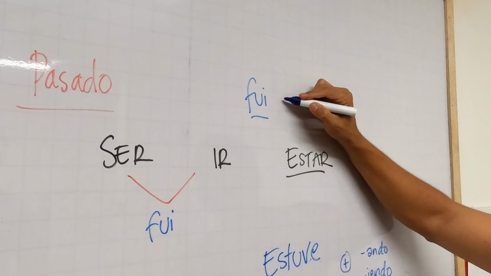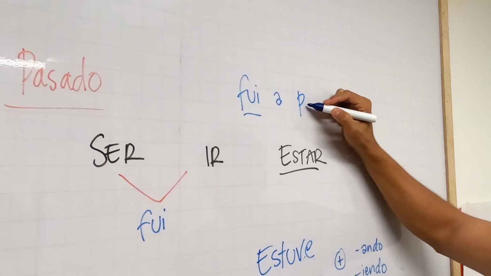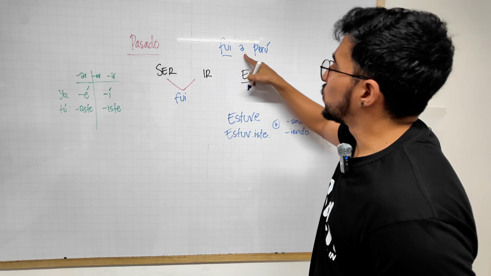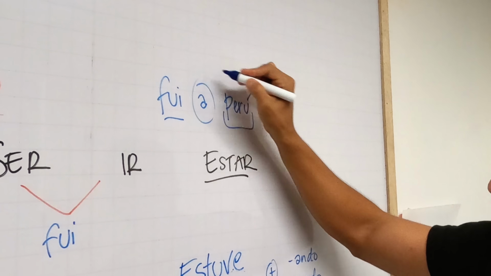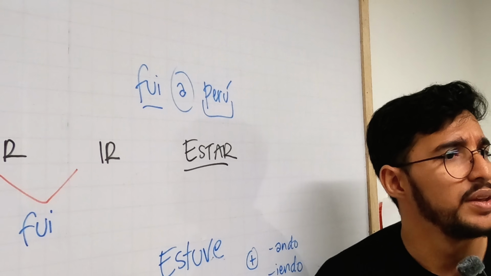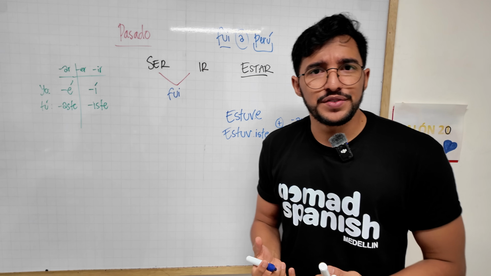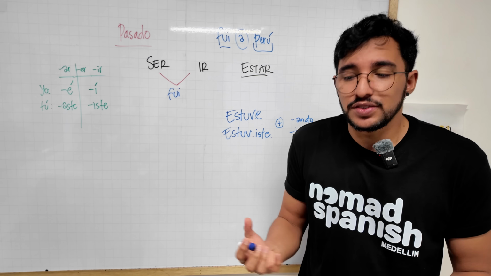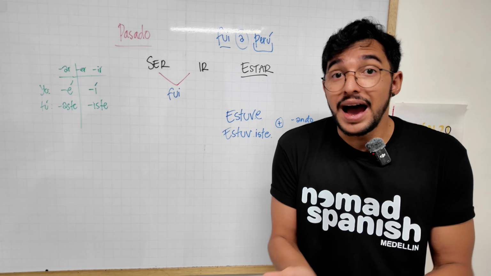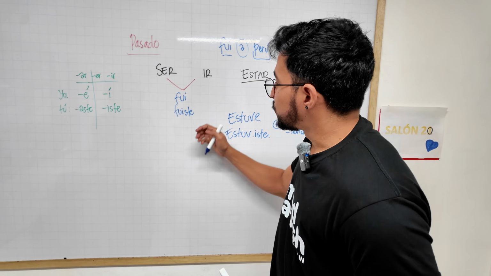Por ejemplo, fui a Peru. What do you think that means? I went to Peru because you're saying a place. If you put the A, that fui is I went. Yo fui profesor en la universidad. I was a teacher because you know profesor goes with I was. So fui and fuiste.